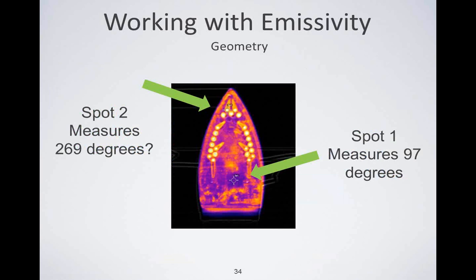Here's another example of how you can mitigate the effects of emissivity. This is a picture of a hot iron. Spot 1 measures 97 degrees. We know that the iron is much hotter than that. When we put a spot on the steam holes, we get a reading much closer to the truth. Spot 2 measures 259 degrees.